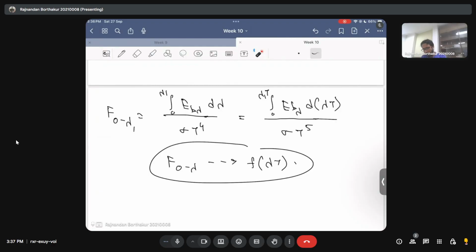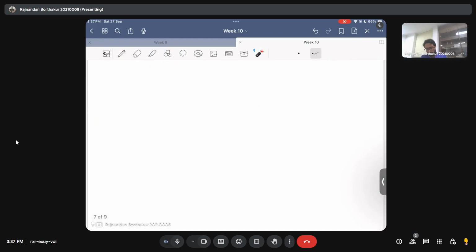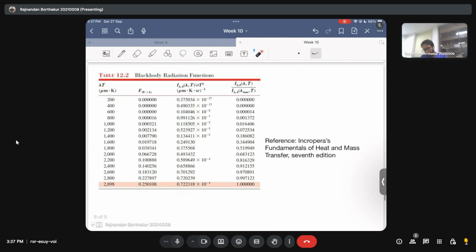So the idea is, once you define your wavelength, let's say lambda 1, you know the fraction that lies between 0 and lambda 1, and that's the reason why we want to write everything from 0 to that particular quantity in terms of this. We know this because you can define an inherent function which relates this band emission function or fraction to lambda T, and this is an empirical relation. You can see on the screen that for a particular value of lambda times T, you have the corresponding value of this band emission function.